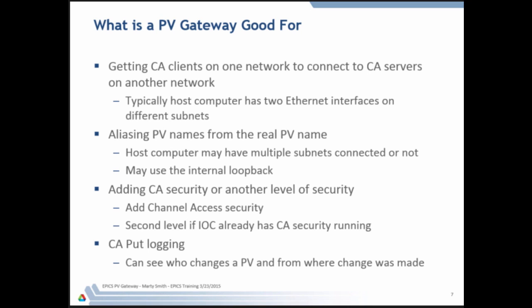You can alias PV names from the real name. You can do it either using the method that I already mentioned about having the two Ethernet connections on the same host, or you could actually alias the names within the same subnet. So you don't have to have a host machine with more than one network connection.